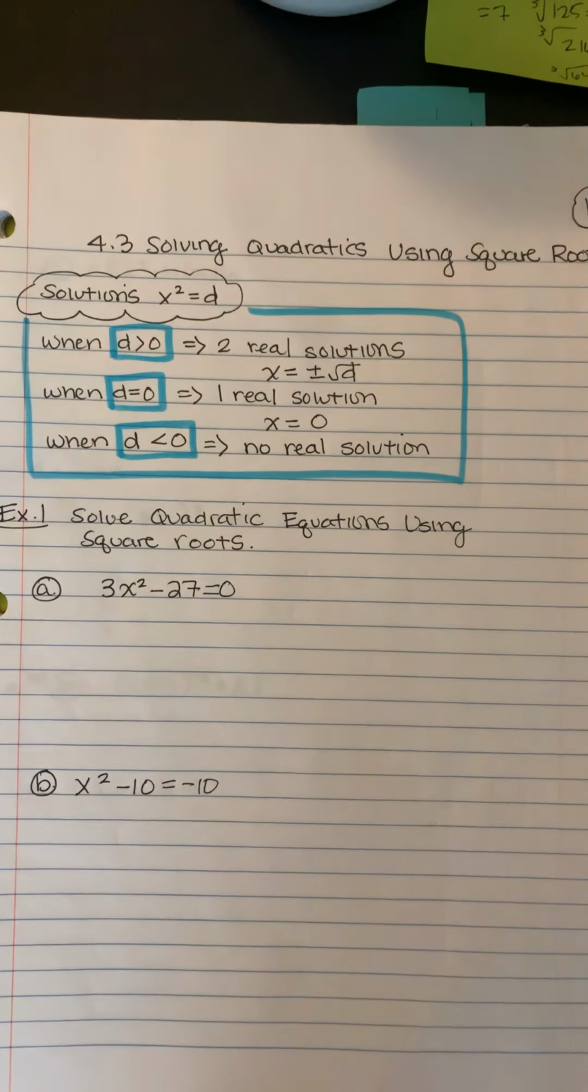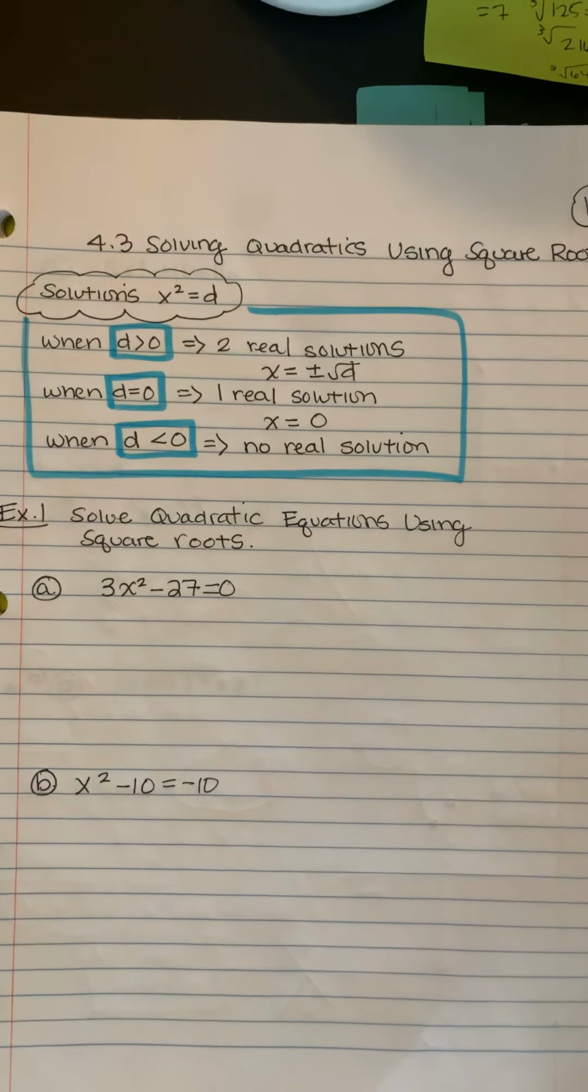Hi students, 4.3 solving quadratics using square roots. So how can you determine the number of solutions of a quadratic equation in the form ax squared plus c equals 0? The way that we do that is we're going to look at the solutions when x squared equals d. D is obviously your answers, your solutions.